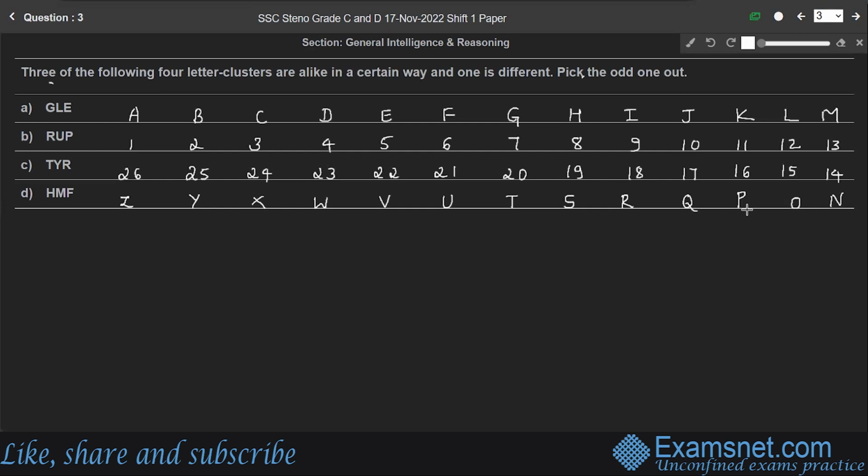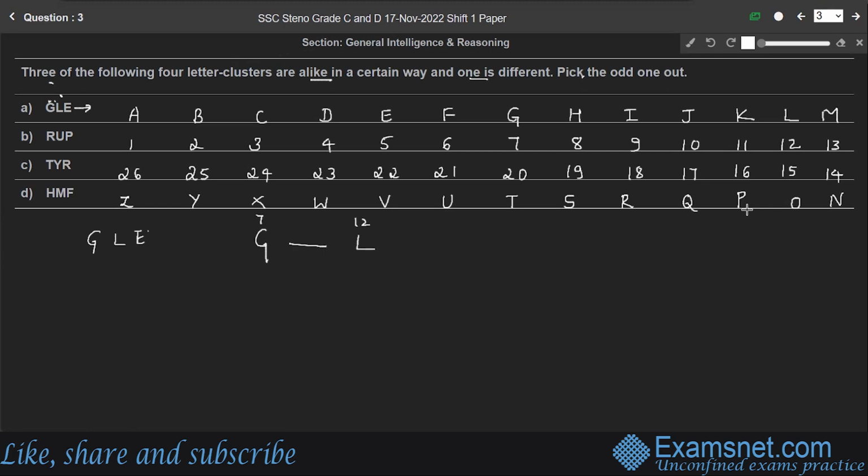Question 3. Three of the following four-letter clusters are alike in a certain way and one is different. Pick the odd one out. So here the first cluster is GLE, right? Here the first and second letters are related as follows. For better understanding of this, I have written the positional values of each alphabet, right? Positional value of G is 7, right? So we'll consider the first cluster GLE. G is 7, whereas L is how much? 12, right? L is 12.